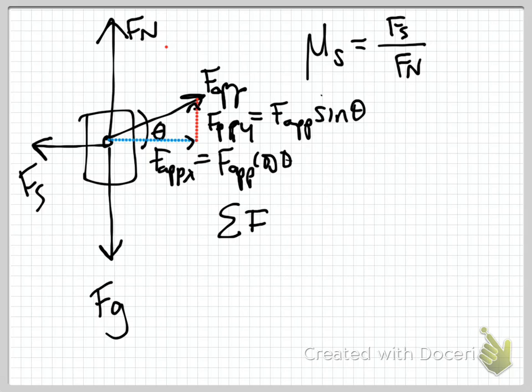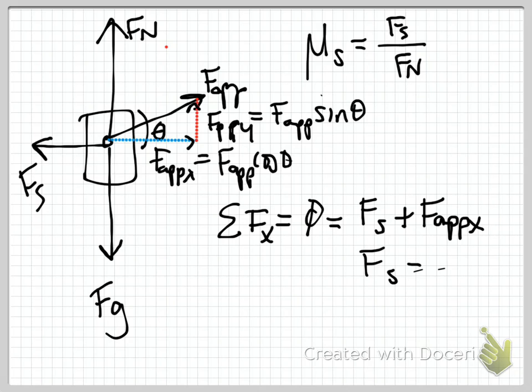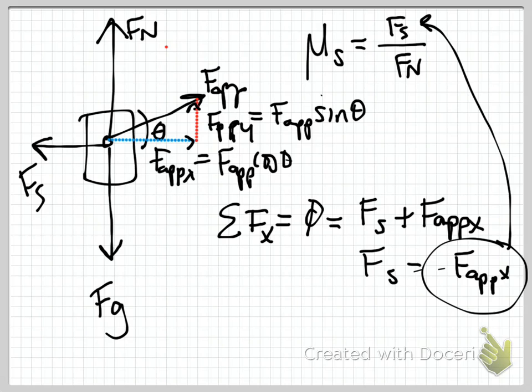So sum of forces on the x. Again, this thing's not moving, so sum of forces on the x is 0. And all we have here is the force of static friction and the force applied, x. So that's pretty easy, not a whole lot of trouble. So the force of static friction has to be equal to the negative of the F applied x. Okay, great. We have something that we can put in there.